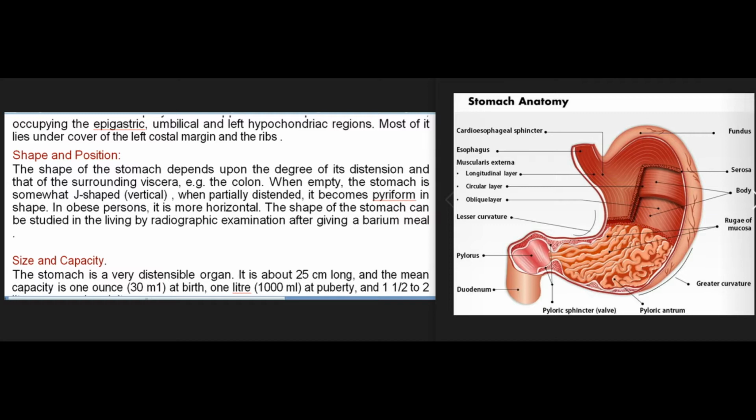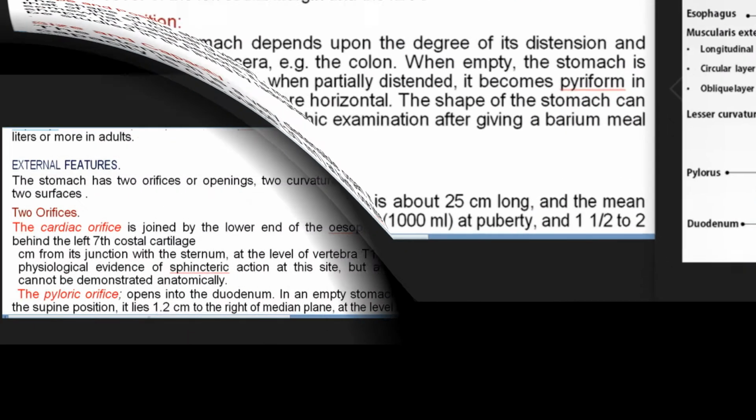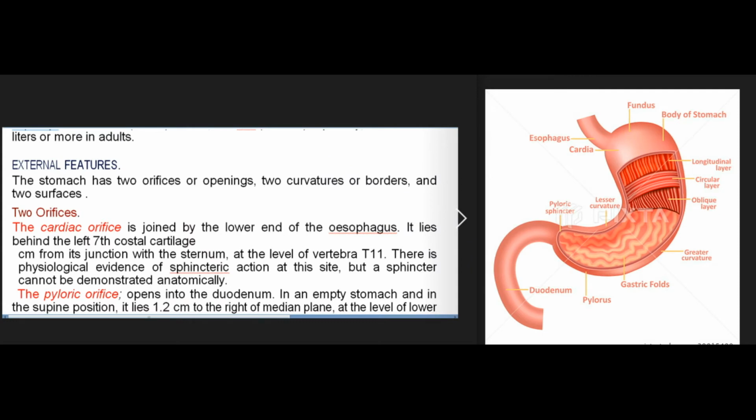Size and capacity: the stomach is a very distensible organ. It is about 25 centimeters long, and the mean capacity is 1 ounce, 30 ml, at birth, 1 liter, 1000 ml, at puberty, and 1.5 to 2 liters or more in adults. External features: the stomach has 2 orifices or openings, 2 curvatures or borders, and 2 surfaces.